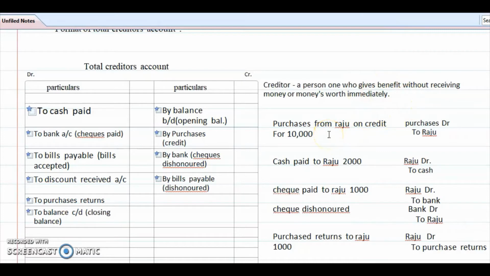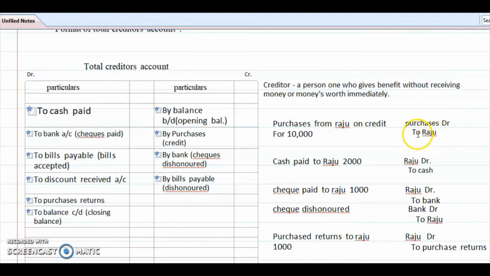Children, I hope you remember we should always see the accounting transaction from the business point of view. See the first transaction: purchases from Raju on credit for rupees 10,000. Who made the purchases here? We, the business, purchased from Raju on credit for 10,000 rupees. What entry will you make? Purchases account debit to Raju. Here Raju is one of the creditors.